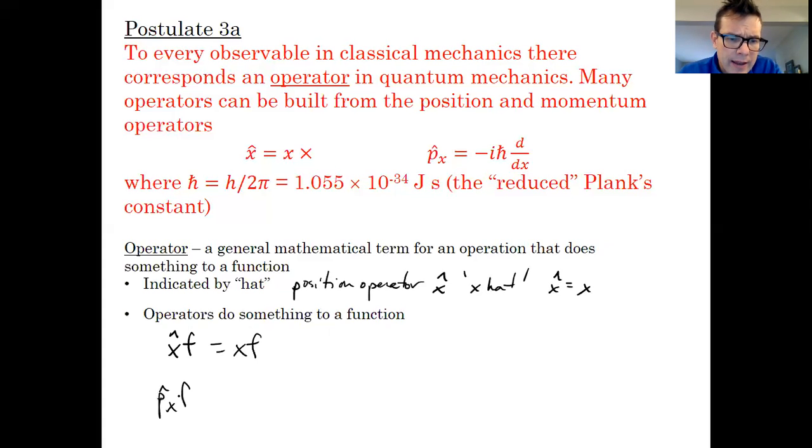If I take the momentum operator and I operate on function f, I get a bunch of constants, negative i h bar, df dx. So in this scenario, I'm going to take a derivative of the function f with respect to x, and then multiply by negative i h bar. Okay. That's the first half of this.